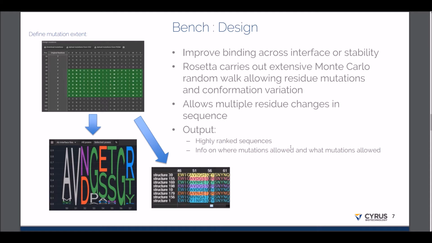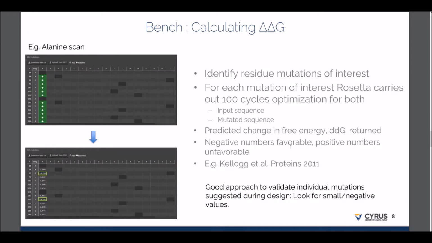Once we've carried out this calculation and we've identified potential mutations, we would like to validate those. And there are a variety of ways you might go about this. The way we're going to use today is shown on the next slide, and we're going to use something called delta delta G, which is another functionality within the Bench platform.